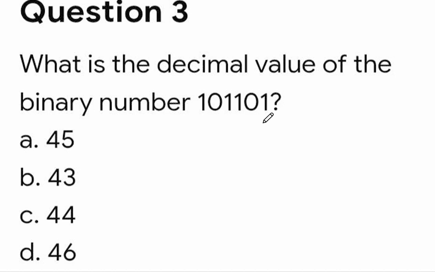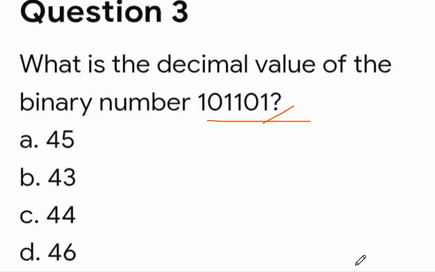So from this side, from the right side: 1, 2, 3, 4, 5 and 6. From the first digit you have to take it as 2 power 0. The first number has to start from 2 power 0. Then 2 power 1, 2 power 2, 2 power 3, 2 power 4, 2 power 5.